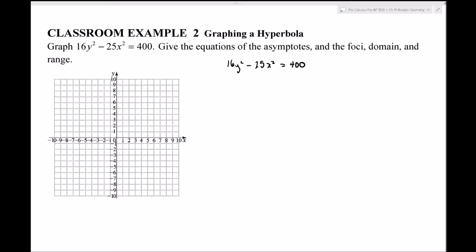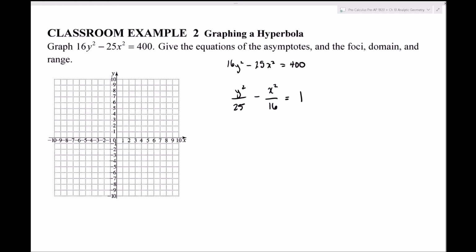So this is not in standard form, and the difference between this and something that is in standard form is that the right-hand side should equal 1, just like for an ellipse. So in this case, we're going to have to divide by 400 on both sides, and 16 times 25 is actually 400, so you're going to get y squared over 25 minus x squared over 16 is equal to 1. And you could verify: 16 divided by 400 is 1/25. 25 divided by 400 is 1/16.